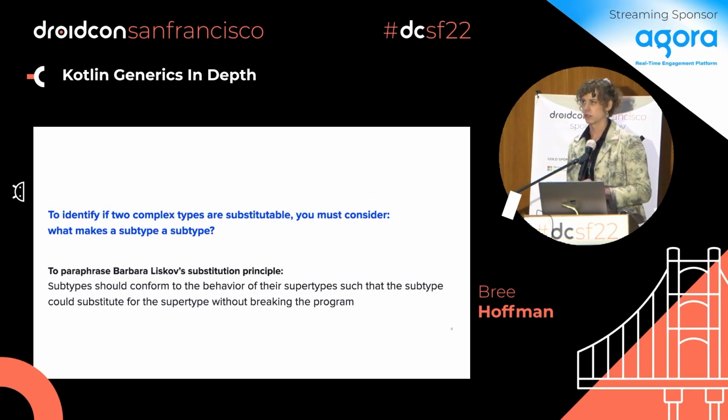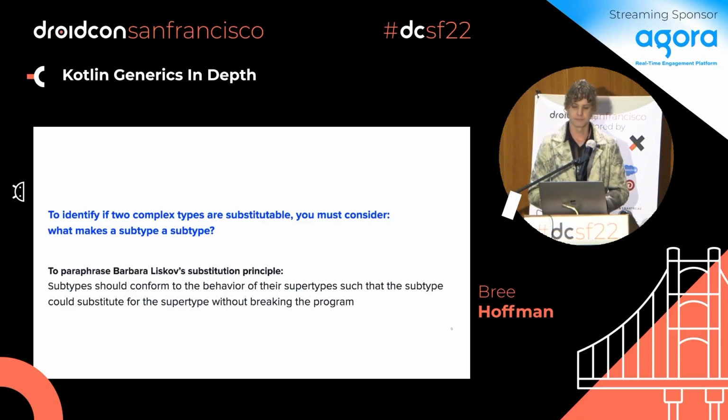So, thinking about that initial example where a list of strings is a subtype of a list of any, that, just at a glance, might make intuitive sense. But if you were to ask yourself, how can I identify if a subtype is a subtype? You would probably turn to some rules that software engineers have come up with over the years.